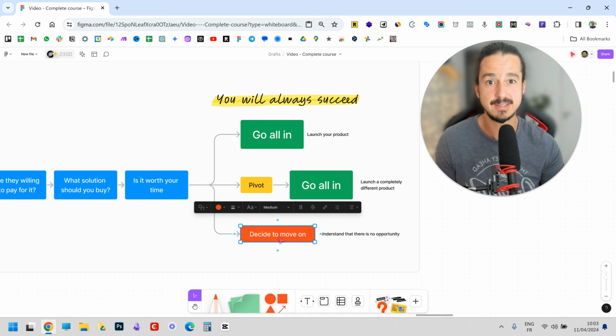This is not a pain that is worth building a solution for, and so you can move on. But that is also a success because then you can create something else.